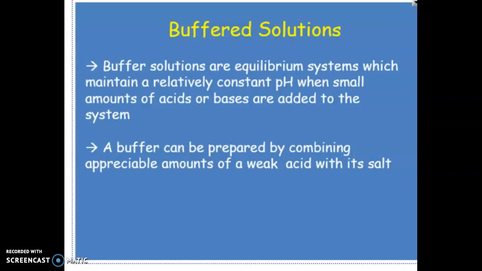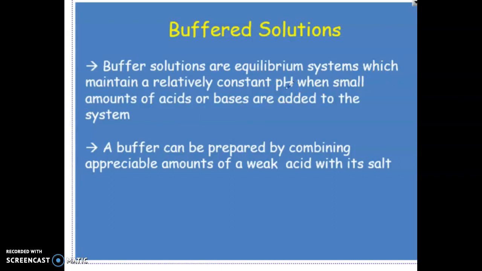So, buffered solution. A buffer solution is really a weak acid or a weak base equilibrium, so it's something we've been dealing with already. For example, acetic acid in water is a buffer solution. Ammonia with water is a buffer solution. Anytime you have a weak acid or weak base in water, that is a buffer. A buffer is just a term for an equilibrium system with a weak acid or weak base.